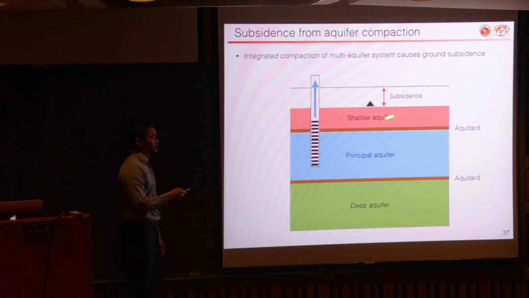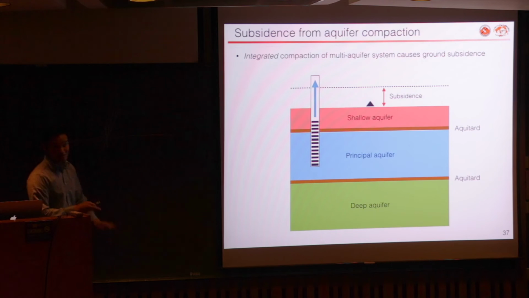What you measure doesn't know the partitioning of the compaction for each one of these layers. It doesn't know anything. All it knows is that we have this total subsidence here, and it's due to the integrated compaction of these aquifers.